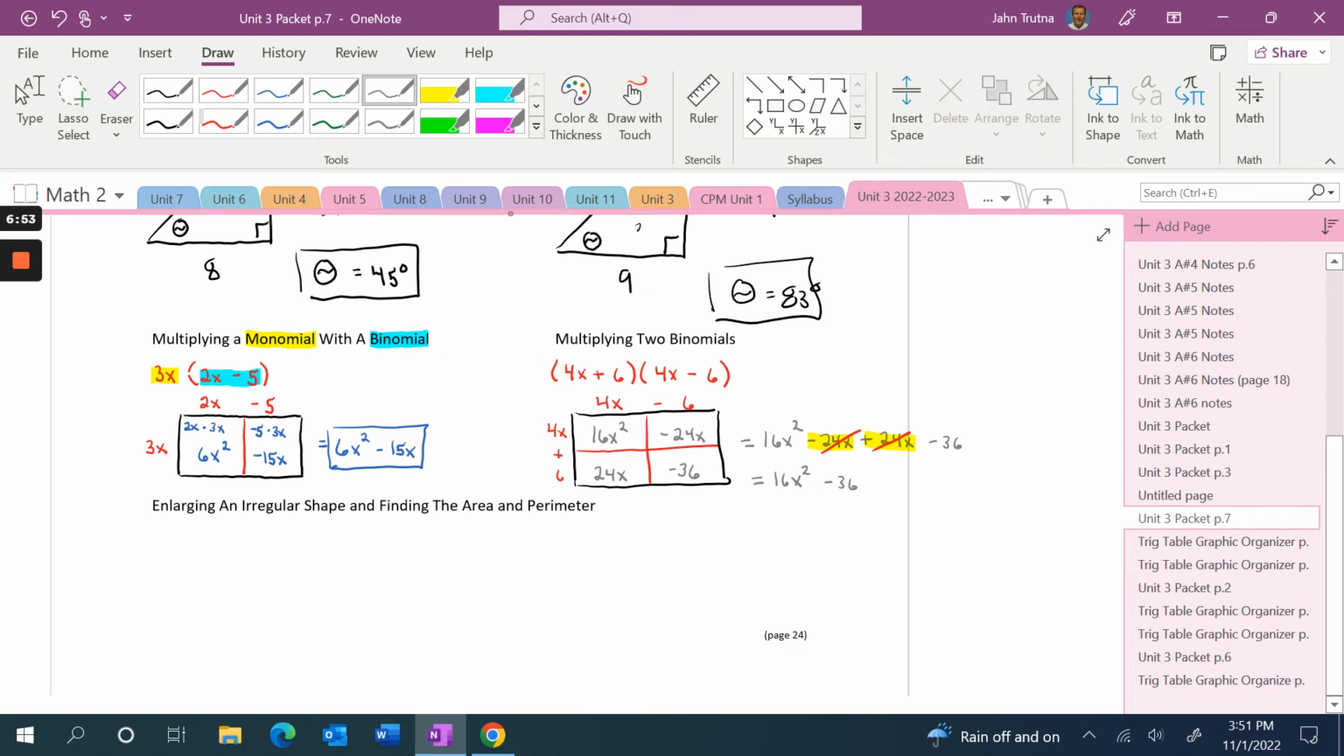Kind of cool, yet weird at the same time, that 4x plus 6, when you multiply it with 4x minus 6, it becomes 16x squared minus 36.